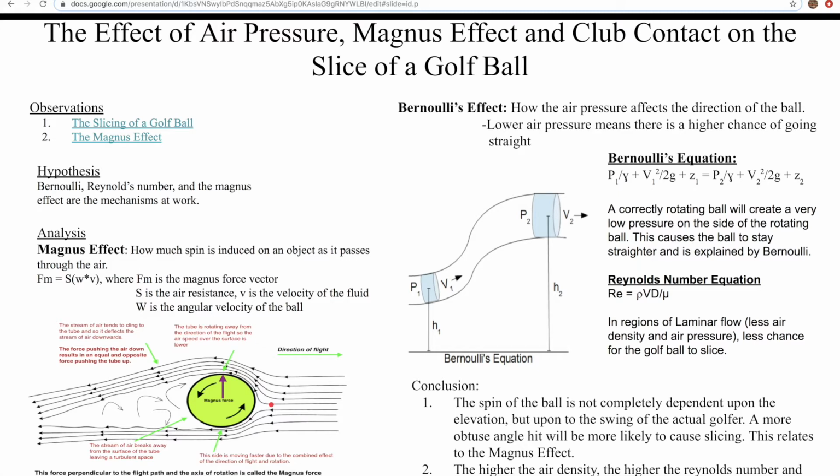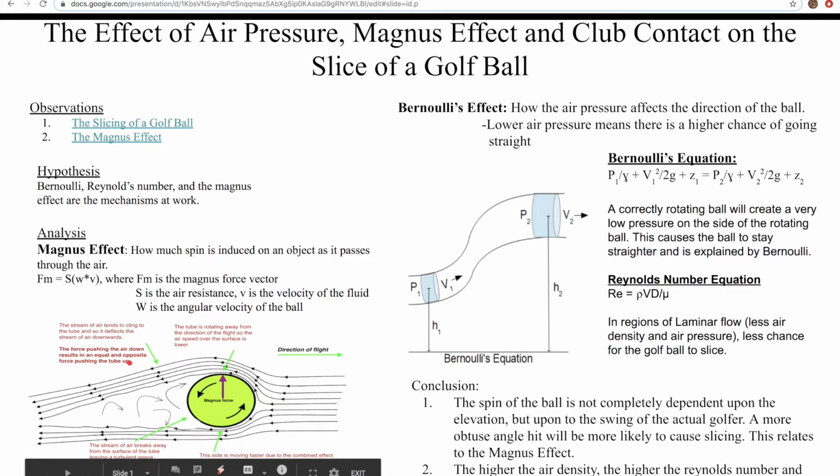This is based upon the Magnus effect, which explains the force that is generated by a spinning object traveling through a viscous fluid, and in this case, when you're hitting a golf ball, the viscous fluid is the air. When the force pushes the air down on the ball, there's an equal and opposite force that pushes up. That can be seen here in our diagram.